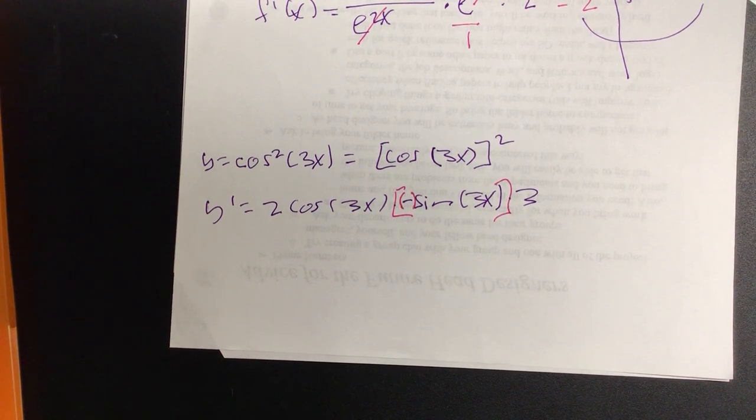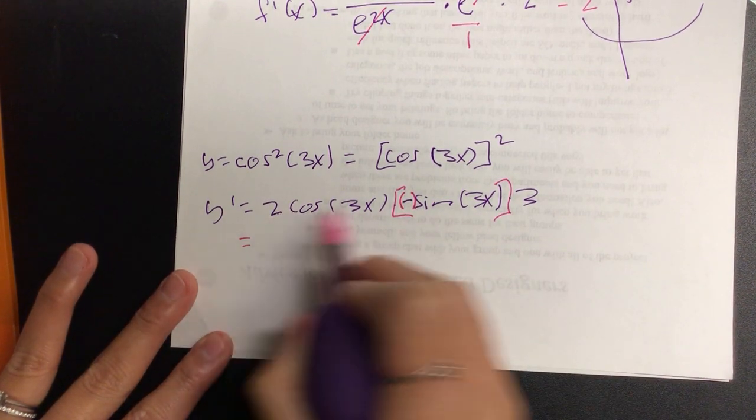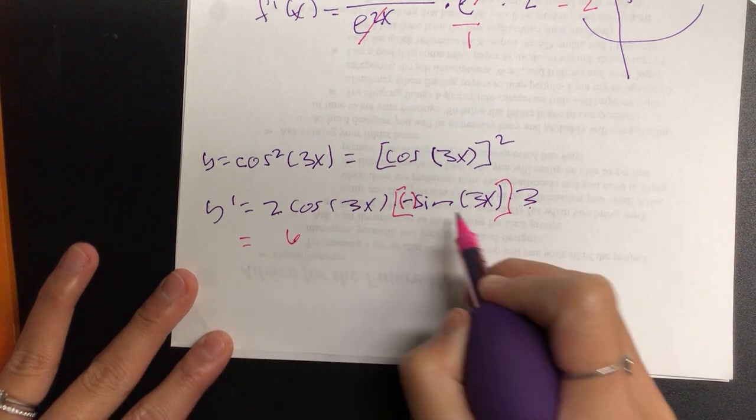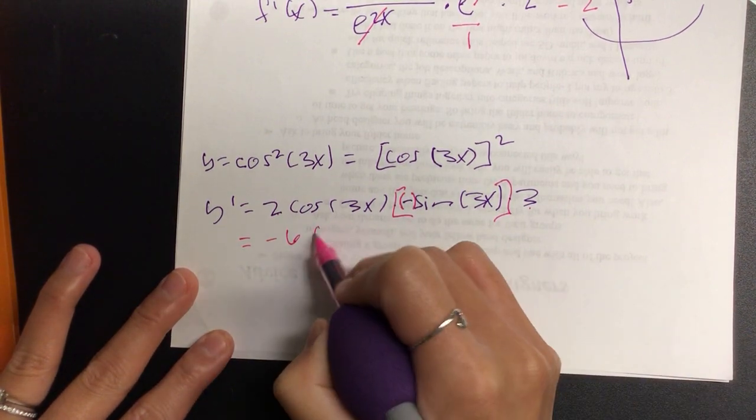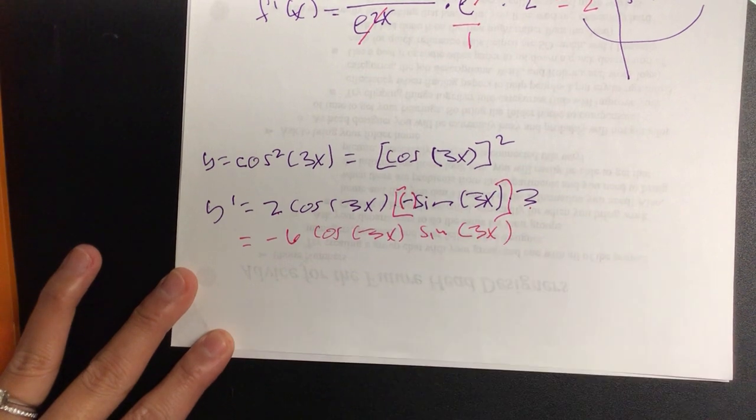Ideally, if you have a negative somewhere in the front, a better answer would be to take the coefficients and multiply them. Bring the negative to the front, and then you'll have cosine of 3x and sine of 3x. That's how you'll see it on the multiple choice.